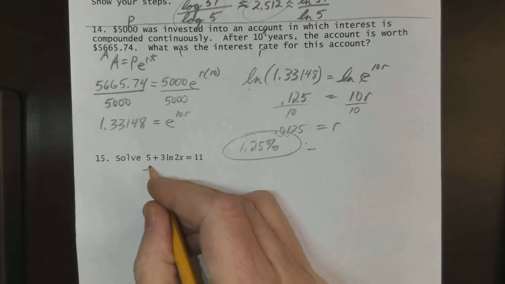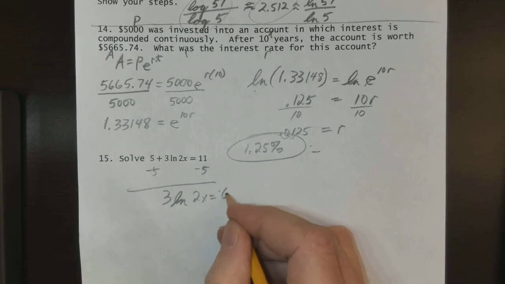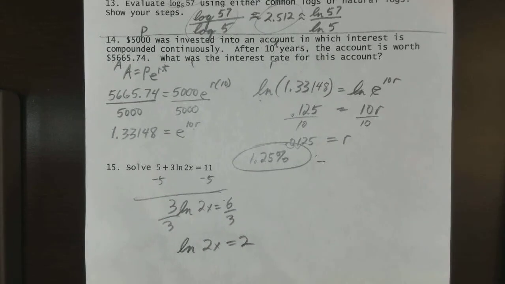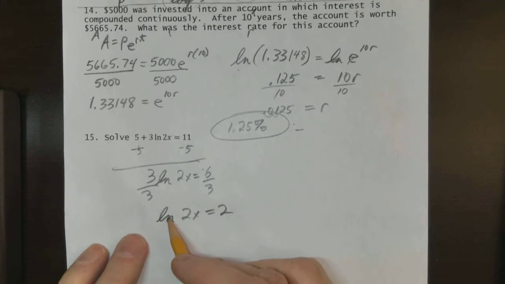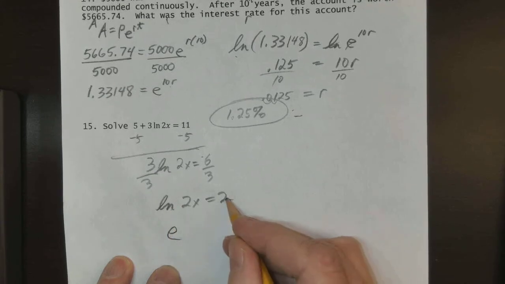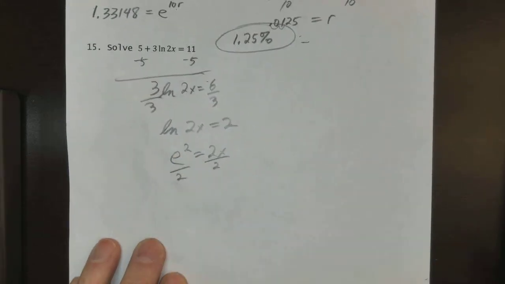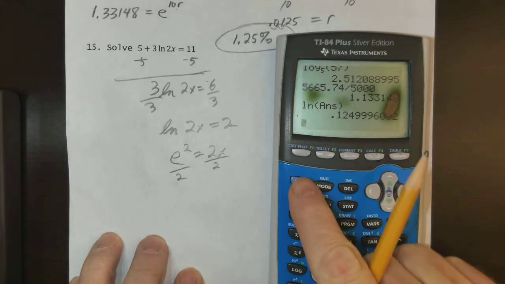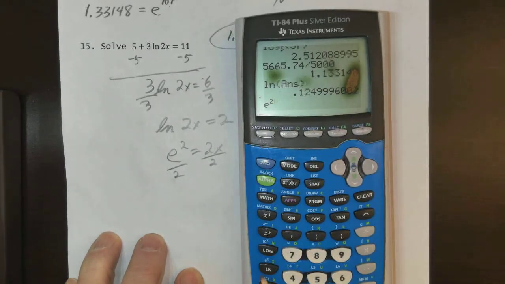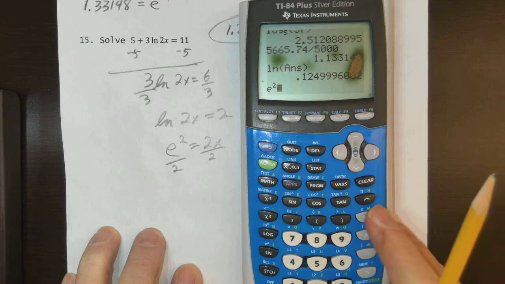All right, let's subtract 5 here and here. 3 times the natural log of 2x equals 6. Divide by 3, and you got the natural log of 2x equals 2. And now I'm going to rewrite it into exponential form. Base is e, the exponent is 2, and that equals 2x. Then I'll divide by 2. You can figure out e squared first, and then divide by 2. I'm going to just go second and write e squared. And then divide that by 2.